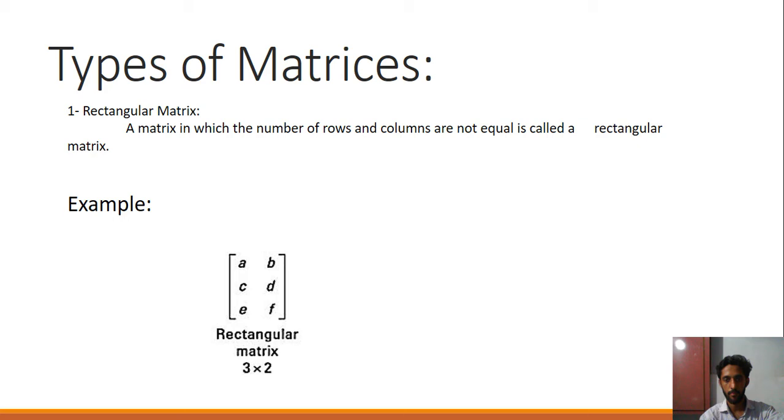Types of matrices. Number 1, rectangular matrix. A matrix in which the number of rows and columns are not equal is called a rectangular matrix. For example, here is a matrix which has 3 rows and 2 columns. So it is a rectangular matrix because it has 3 rows and 2 columns.